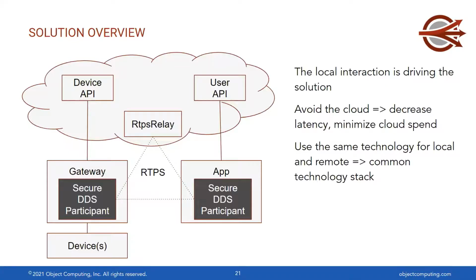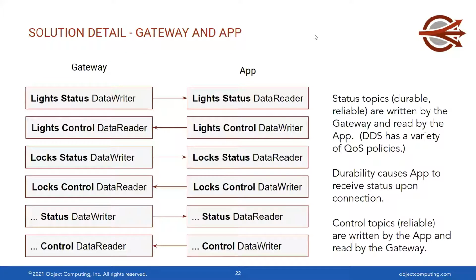We're also achieving our goal of having a common technology stack by using the same kind of RTPS protocol with DDS for a local interaction and a remote interaction. From a participant's perspective, it's the same. It's merely just forwarded in a different way. So from here, we'll start thinking more about how would we go about building the gateway and the app, and some of the features we may want to employ when building the gateway and the app.